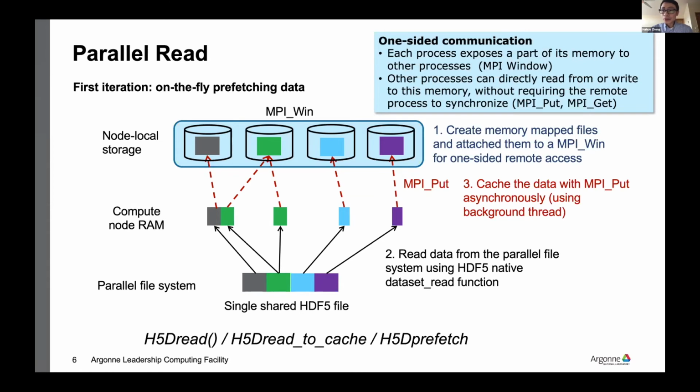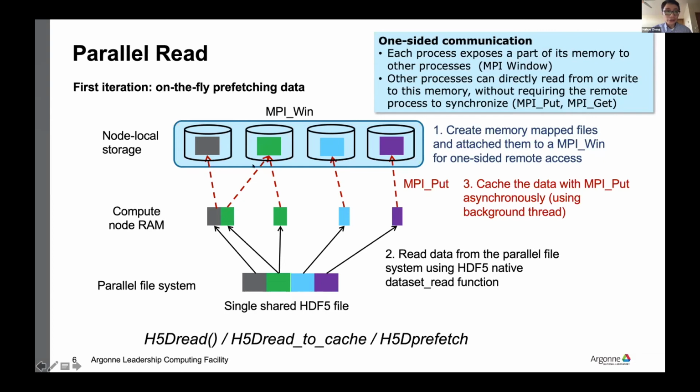The second thing is that this one-sided communication works with memory, but we want to make it work with the storage. So we also create memory-mapped files and attach the pointer to the MPI window, and then use one-sided communication functions like MPI_Put to write the data and MPI_Get to get the data. So this is the key thing here.